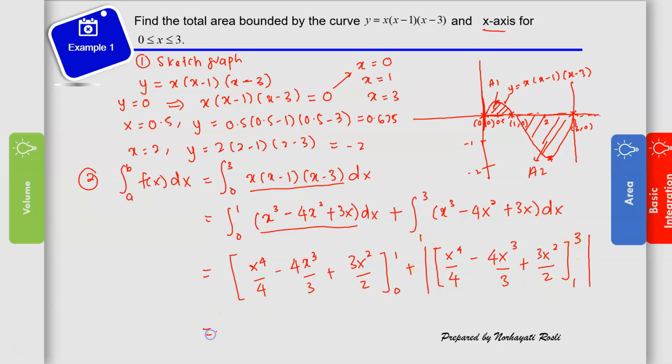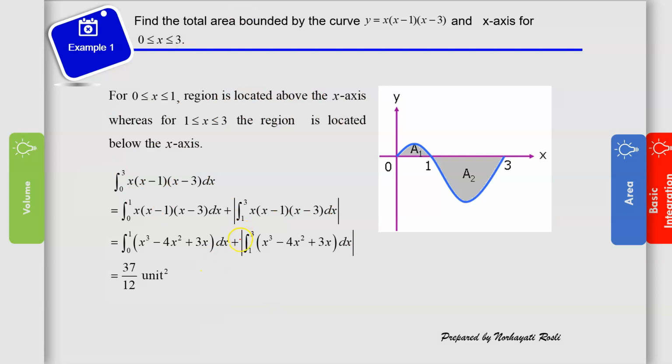When you solve this one, you will get the answer equal to 37 over 12 as the total area of A1 and A2. Remember class, this one is for A1 and this one is for A2. So this is our final answer. This is what I did previously. Roughly you will get this one, and you can see for x in between 0 and 1, the region here is located above the x axis and also below the x axis. So we need to find the area separately.